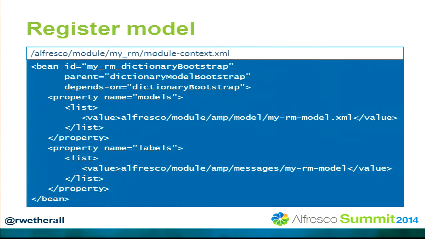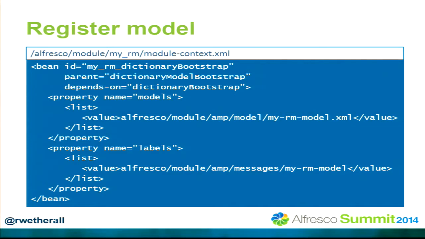And instead of just dumping that model in the extensions directory, which is potentially a bit risky because obviously you may have multiple other amps all extending and overlaying, we can use this dictionary model bootstrap, which is part of the core, to specifically find a model and bootstrap it into the data dictionary. Okay, so as we know, this module context will be run when our amp is installed and run up at start time. So that's how we load in that additional model.